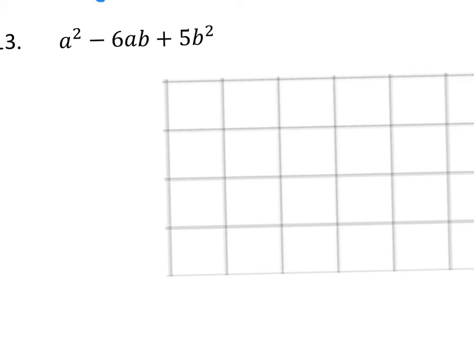And so in our first box we have a squared. In our last box we have positive 5b squared. And we are going to factor, and our product is a squared times 5b squared, so it's positive 5a squared b squared. And we know because it's positive, we either have to have two positive factors or two negative factors to get a positive product. The fact that our middle term is negative tells us that both the factors then must be negative for this to work.